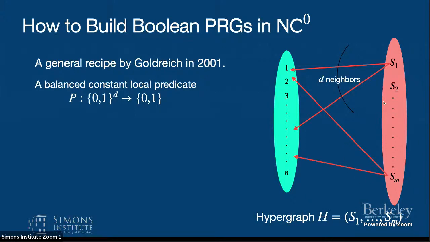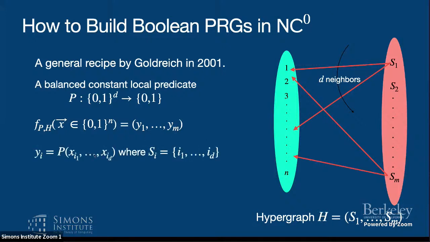And if it's randomly chosen, with very good probability it ends up being an expander. Okay, so now once you have this graph and this predicate, you can define this function, which is indexed with the predicate and the graph, which takes an input x and outputs m bits, y1 through ym. And each yi is computed by applying the predicate P on the inputs corresponding to the set si. So this is the ith output bit.